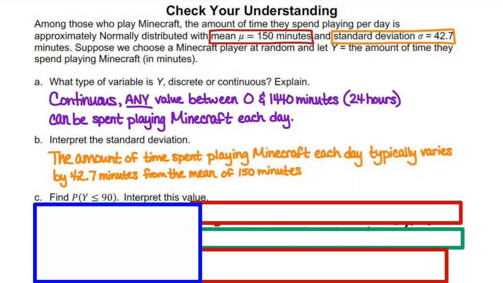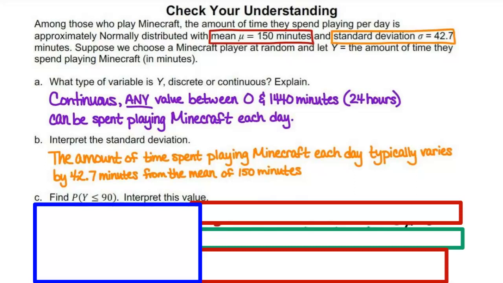The way you organize that sentence can be a little bit different. Like you could say, it typically varies 42.7 minutes from the mean of 150 minutes for playing Minecraft each day. As long as you have your context in there, what are we talking about? One of the ways to definitely guarantee you're getting context in there is to put units. But in this case, you wouldn't just want minutes. Minutes doing what? So minutes playing Minecraft. When we say that it varies by 42.7 minutes, it can go on either side, plus 42.7 or minus 42.7 or anything in between there.